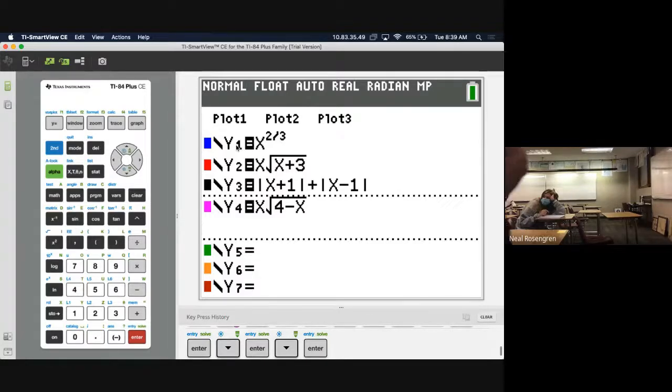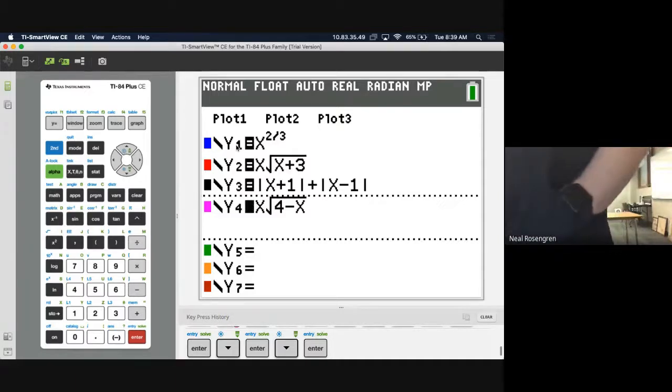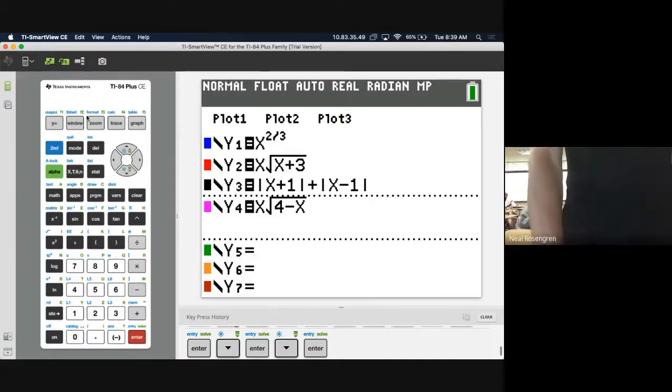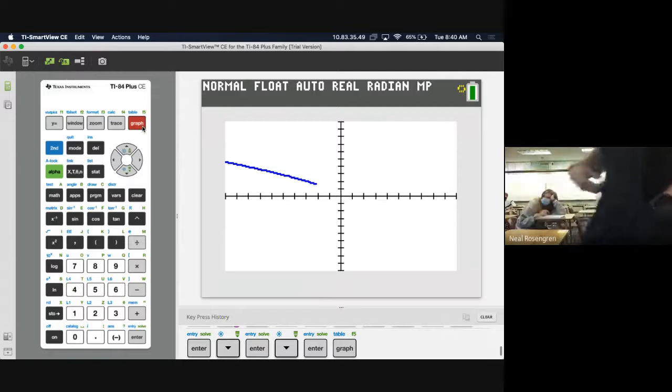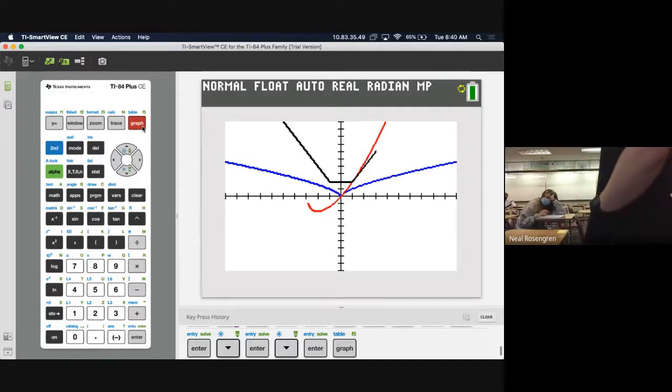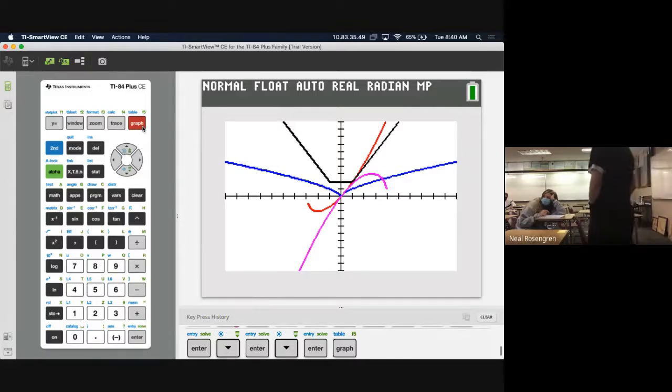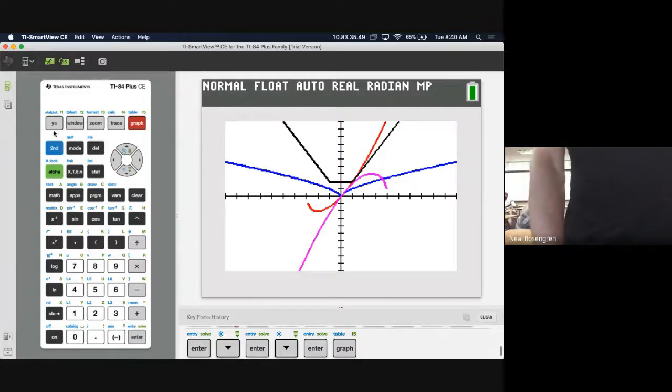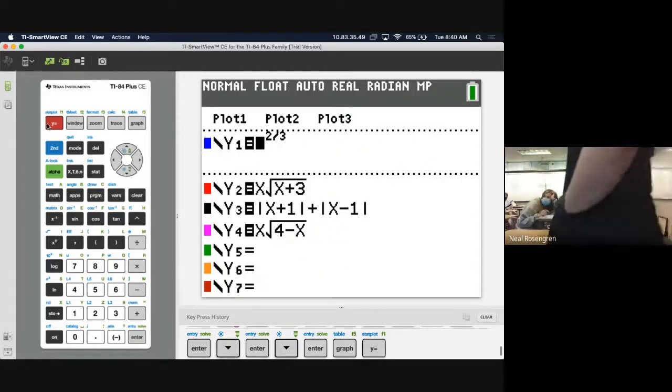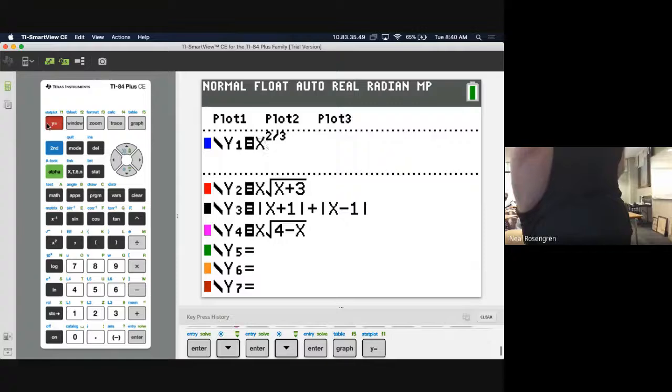And there are some funky looking graphs for sure. I'm going to get rid of that so we can look at it. If I zoom standard or just press graph, it's going to graph all four of them at the same time. It's nice to have all of your graphs in one place, but I don't always want to look at them all at once. And it's something you can do if you're working through a couple different examples all at once, without having to erase them and write them over and over again. Did you know you can turn the graphs on and off?